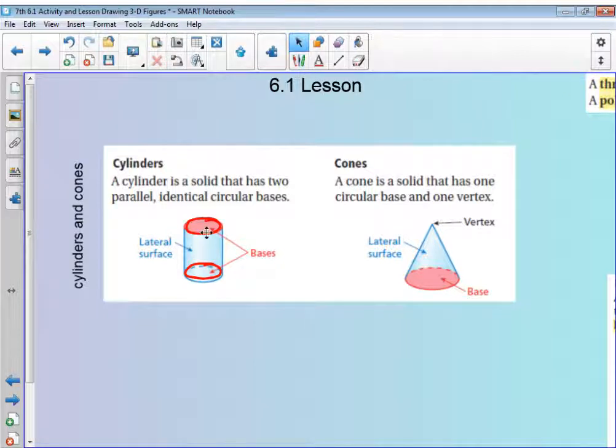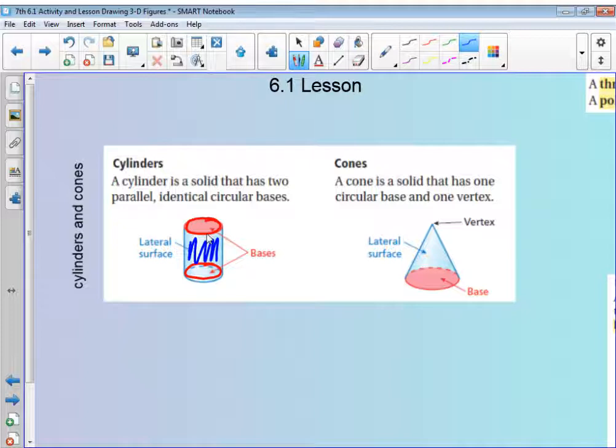This middle section, known as the lateral surface area, is actually, if you were to take the label off of a soup can, a rectangle. So it's actually a rectangle, even though it doesn't really look like it. If you were to take the label off, you would see that that label is really a rectangle. So when we work with cylinders, it actually consists of 2 circles and a rectangle.